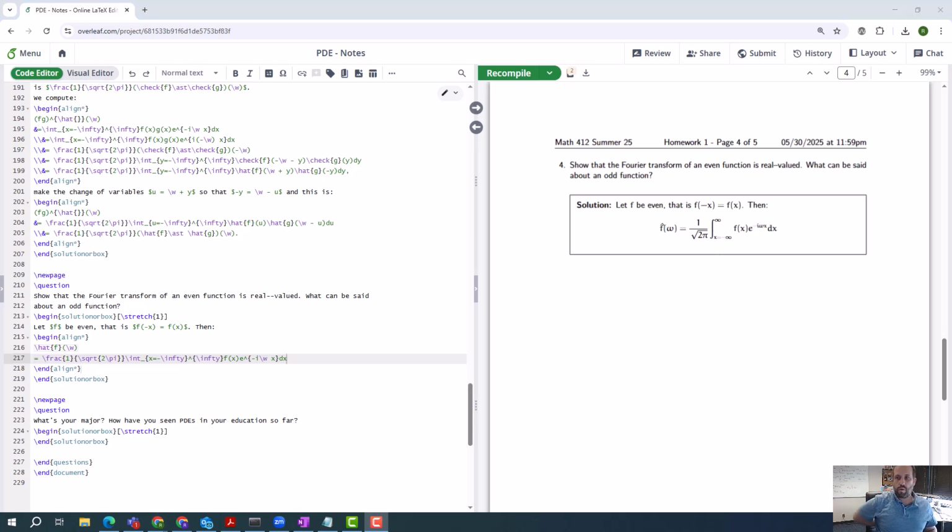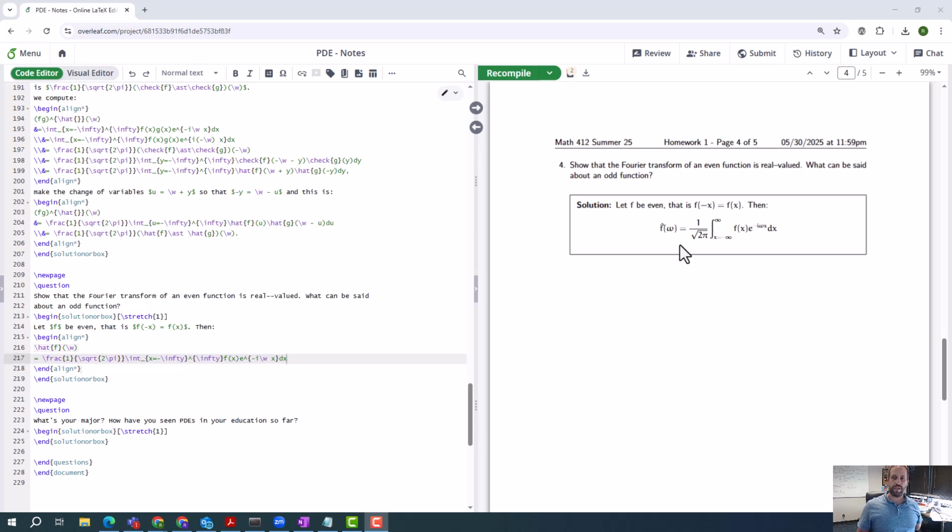Okay, so we want to show that it's real valued. There's a number of ways that we can do this. We're assuming that it's an even function that's real valued. I didn't know if I'd put the explicit assumption that it is real valued. So I have a real valued function and it's even. We want to show that the Fourier transform is real.